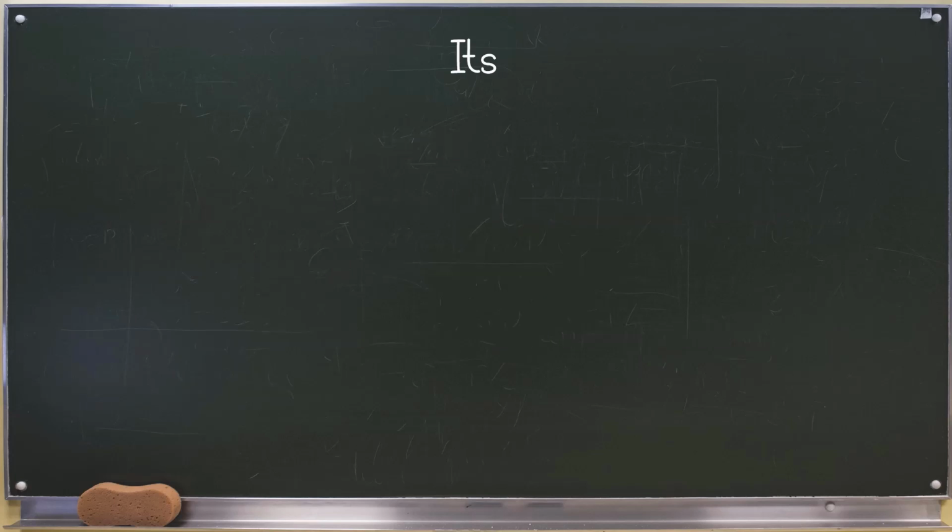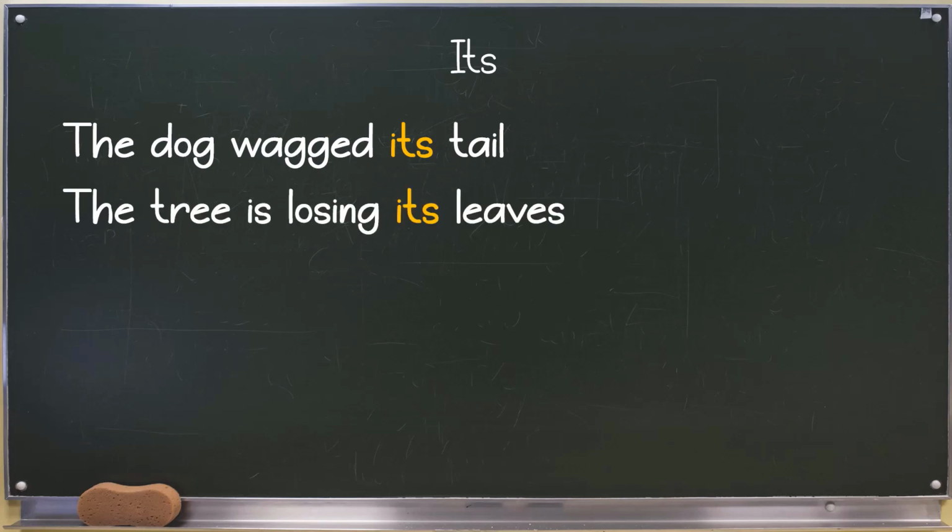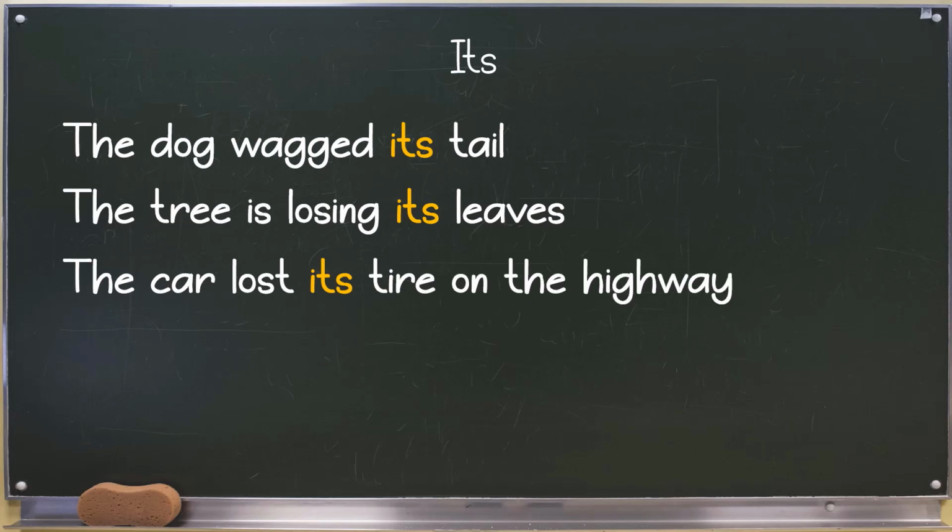For example, the dog wagged its tail, or the tree is losing its leaves. In both of these examples, its is a possessive pronoun because it's showing ownership or association. In the first sentence, the tail belongs to the dog, and in the second, the leaves belong to the tree. Another example would be, the car lost its tire on the highway. In this sentence, its means belonging to the car.